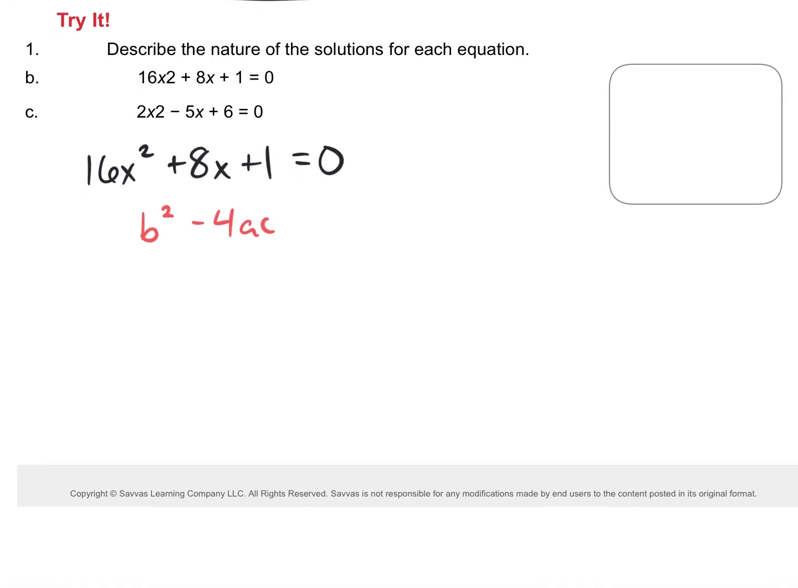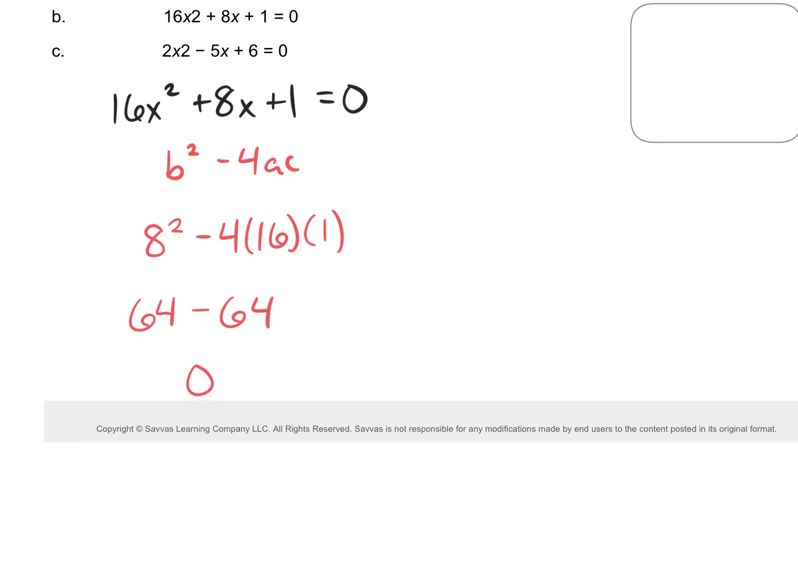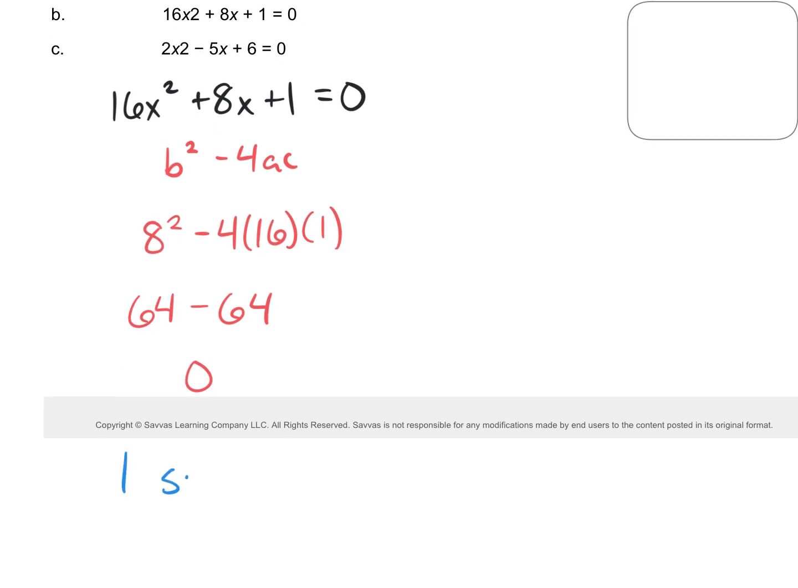What is my b value? 8. 8 squared minus 4. What's a? 16. What's c? 1. So now we just evaluate. What's 8 squared? 64. What's 4 times 16? 64. Well, what's 64 minus 64? 0. So how many solutions do I have? 1 solution. Yep. Remember, if we get 0, that means I only have 1 solution. Is that the answer? Just 1 solution? 1 solution is the answer.